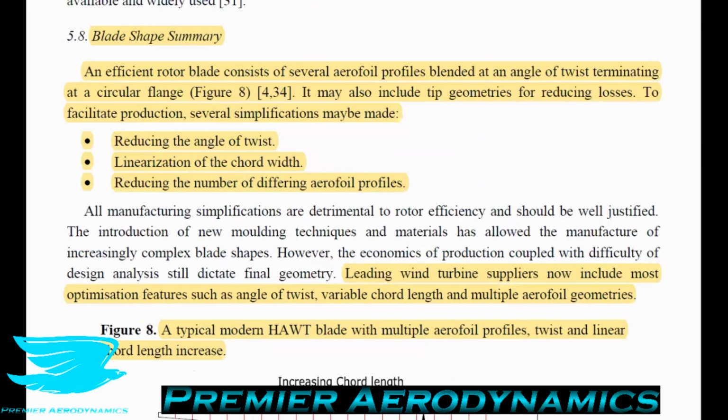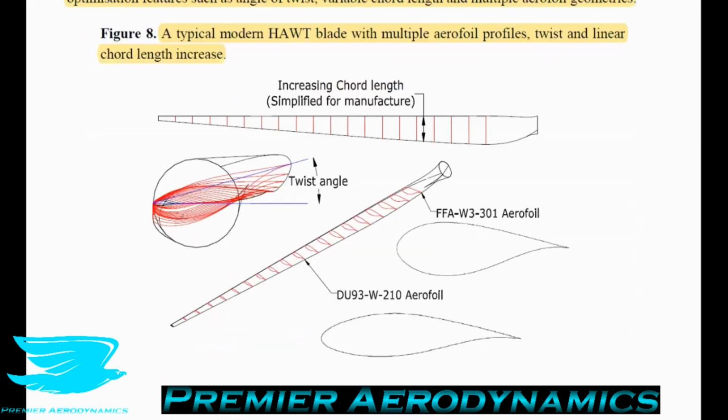They say it may also include tip geometries for reducing losses to facilitate production. Several simplifications may be made: reducing the angle of twist, linearization of the chord width, reducing the number of different airfoil profiles. So what that means is reducing the angle of twist means you don't twist it as much. Linearizing the chord width means that you keep the same chord, or you have it increasing at the same rate or decreasing at the same rate along the span, or reducing the number of different airfoil profiles along the span.